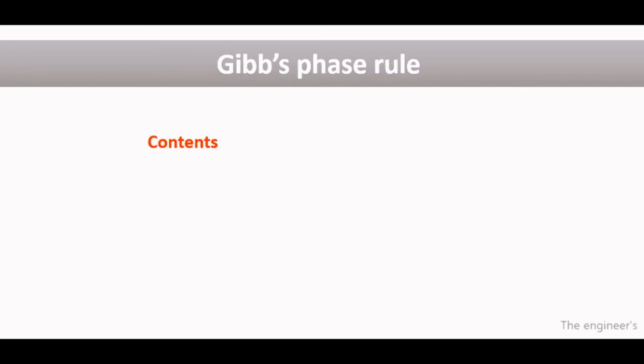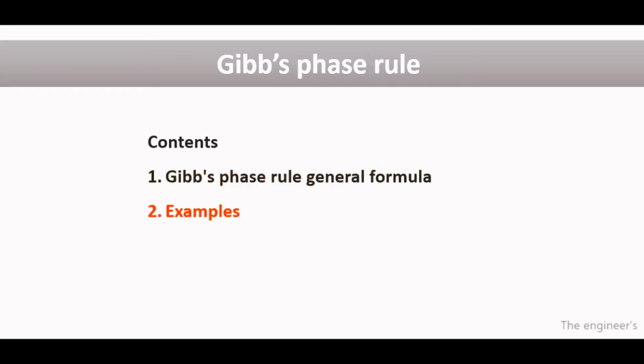So, the content that we are going to learn is, first, the Gibbs phase rule general formula. There is one rule, or we can say one formula, that we will describe in detail. After that, we solve some examples. In this way, we understand Gibbs phase rule properly.